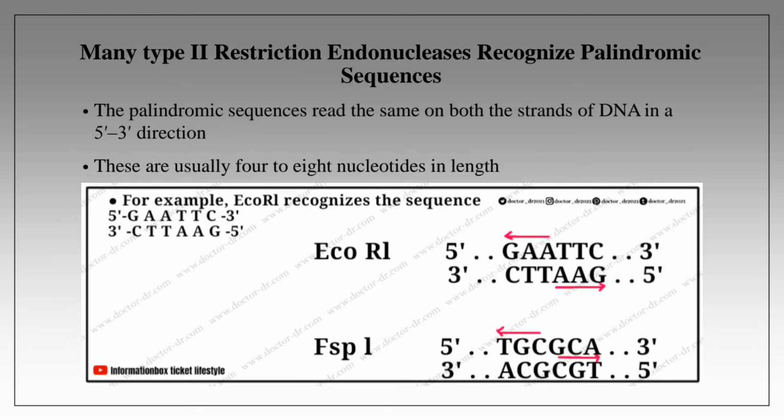Many type 2 restriction endonucleases recognize palindromic sequences. The palindromic sequence reads the same on both strands of DNA in the 5' to 3' direction. These are usually 4 to 8 nucleotides in length, as you can see in the diagram below.